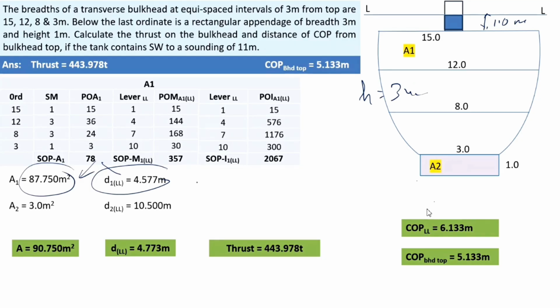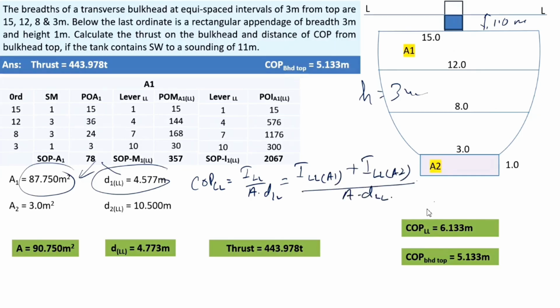Needless to say, COPLL, I'm sure most of you know it now, will be ILL upon A into DLL. ILL of what? ILL of the immersed area, which is two portions. ILL of area 1 plus ILL of area 2, divided by area into DLL. Now, as far as ILL of area A1 is concerned, you will get it by Simpson's rules.